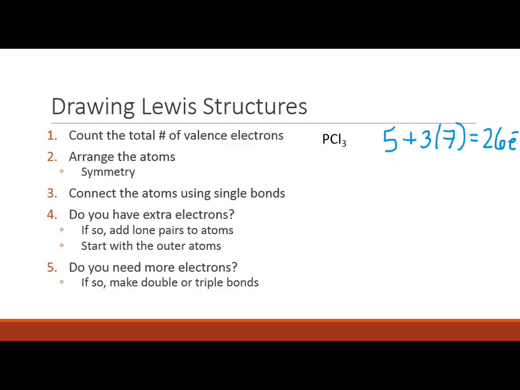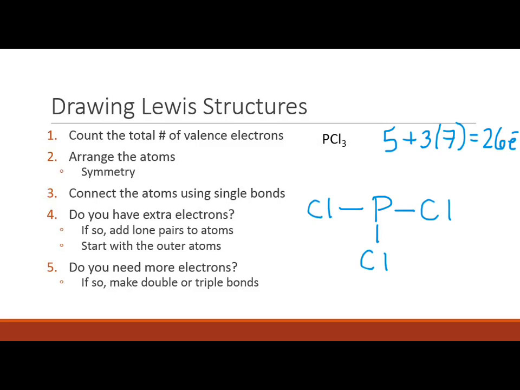All right, so our next step is to go ahead and draw this. I'm going to put phosphorus in the middle and put the 3 chlorines around it. I put them on the left, right, and the bottom. I could have put one on the top. It doesn't matter, okay? So don't get caught up on something like that. I'm going to attach them via single bonds to that central phosphorus.